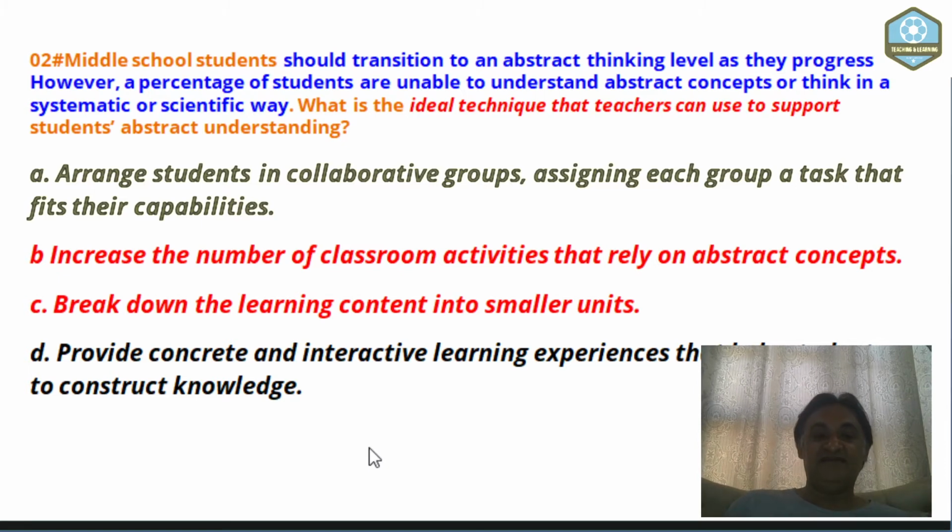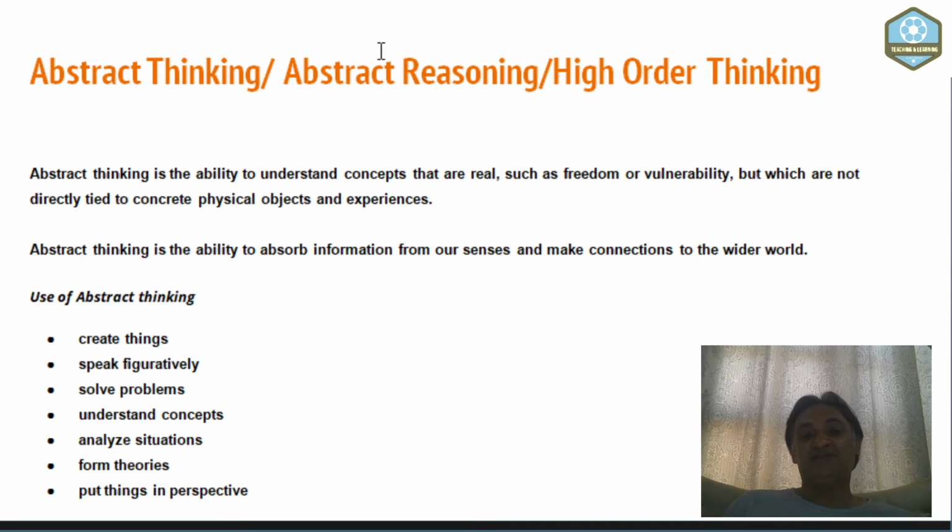Abstract understanding is also abstract reasoning or higher order thinking. Now, in the scientific way, what action verbs can be used for higher order thinking? You can see here: create, think, solve problems, understand concepts, analyze, form theories, put things in perspective. These show higher understanding. So we are going to find the technique for students who are unable to do this. This is the first point: higher order thinking.